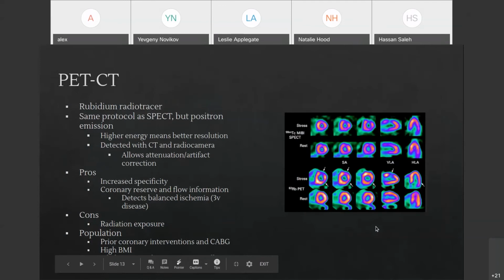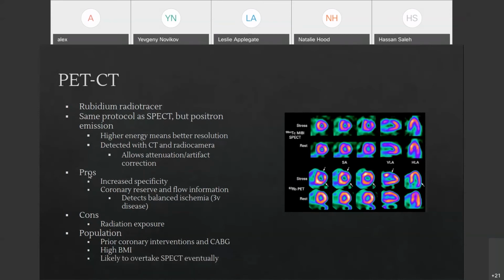PET-CT is going to be next. So for this one, we use a rubidium radio tracer. Again, for now, there are some people working on some other radio tracers. It's the same protocol as SPECT, essentially, but it's positrons that are emitted instead of photons, so they're higher energy and you get better resolution. They're detected using a similar camera and then a CT scanner, which allows you to correct for attenuation and overcome some of those artifact problems that we had with SPECT.